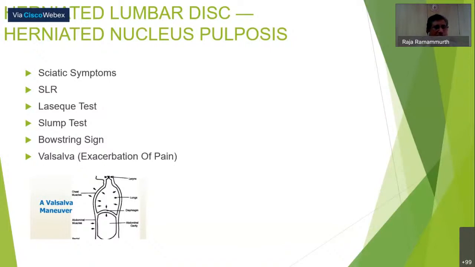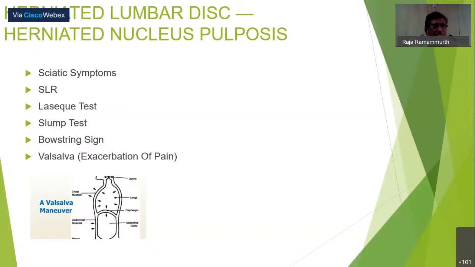Then the second test, which is called the Lazarus test, will also guide us towards the disc prolapse. And the third one is the slump test, as we are all well familiar with how to perform the slump test. The fourth one is the bowstring test. And the fifth one is the Valsalva, right?